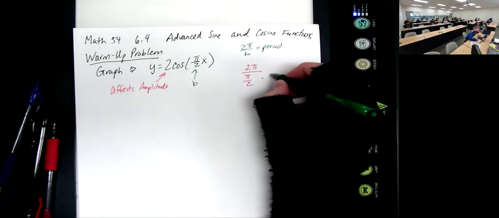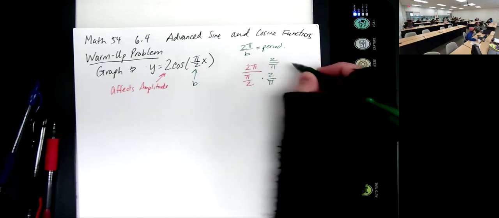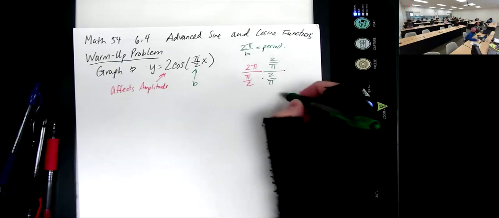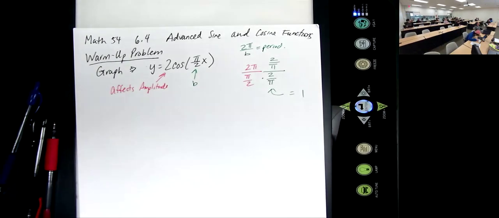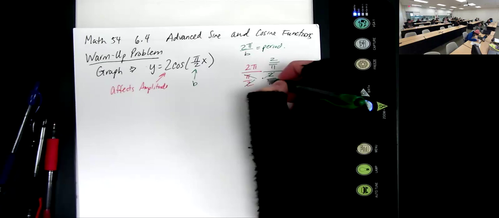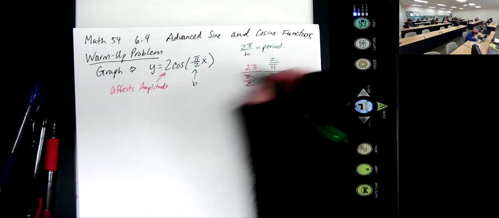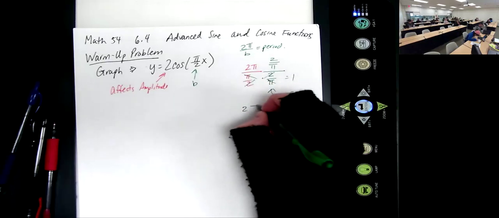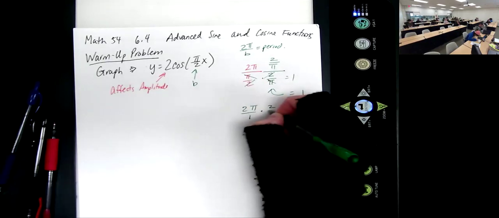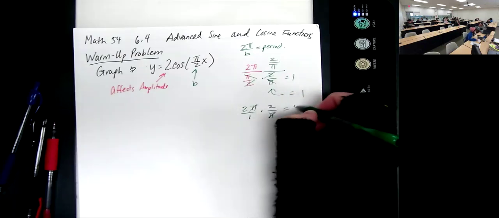So to deal with that, I'm gonna multiply by 2 over pi on top and bottom. Effectively, this equals 1, I'm multiplying by 1, I have the same thing on top and bottom. But by doing that, it allows me to cancel out everything on the bottom, leaving 1 on the bottom. Here, this ends up being 2 pi over 1 times 2 over pi. The pi's will cancel and I get a period of 4.